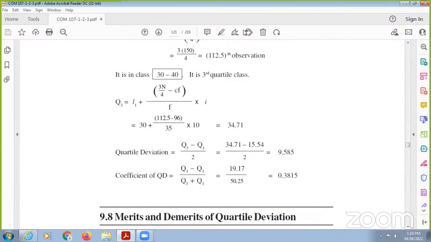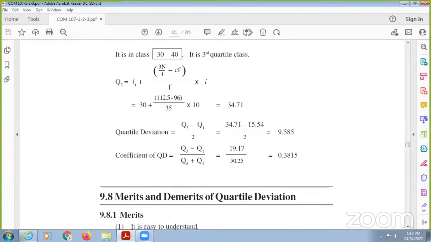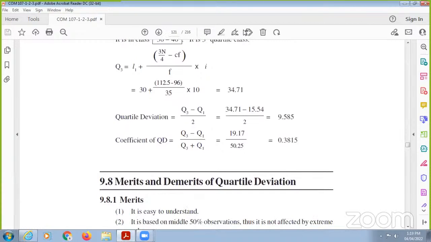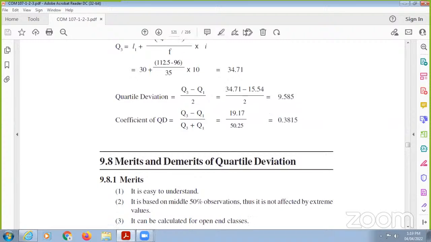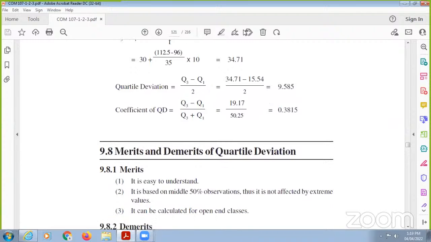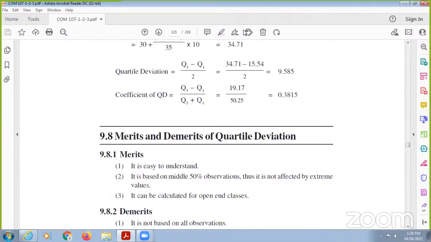There are also some merits and demerits of quartile deviation. Merits are of three types. First merit is it is easy to understand. Second merit is it is based on the middle 50 observations, thus it is not affected by the extreme values. Third merit is that it can be calculated for open-end classes also.